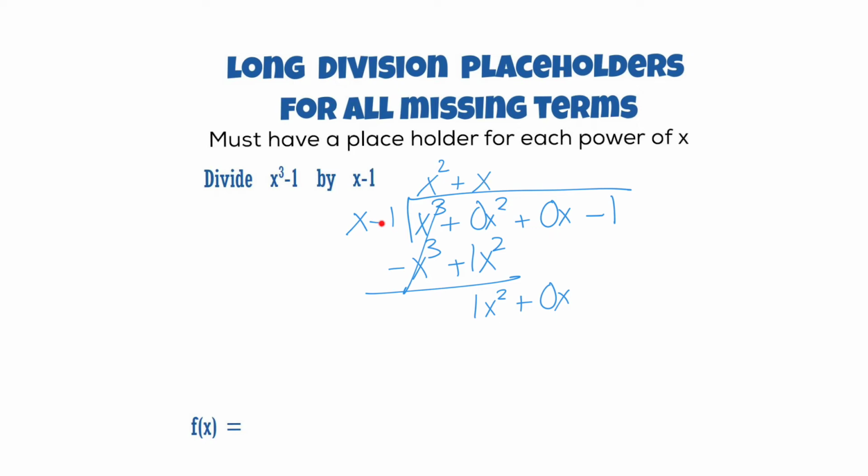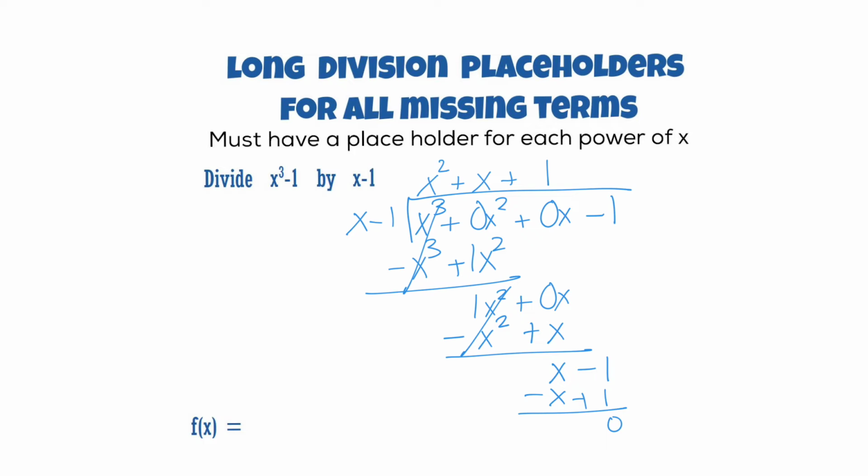So now I take the x times this binomial and write it down below. So that's going to be x squared minus x. Subtract. These cancel. 0x and x is just x. Bring down the next number. X times what gets you x? Well, that's a positive 1. Take the 1 times the binomial. And there we go. Got 0 for a remainder.